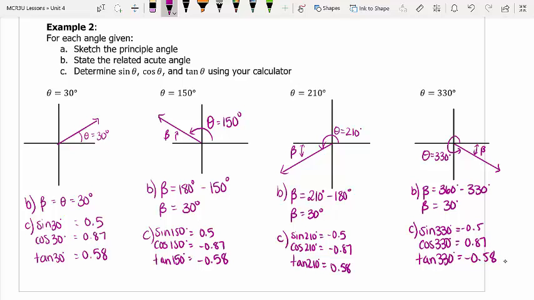And there's the values of each ratio. Okay, so we see some similarities here, right? When we took sine of 30, sine of 150, sine of 210, sine of 330, we got 0.5 in every case. Just sometimes it was negative, sometimes it was positive. Same thing with cos of 30, cos of 150, cos of 210, cos of 330. We always got 0.87, just sometimes it was negative and positive.